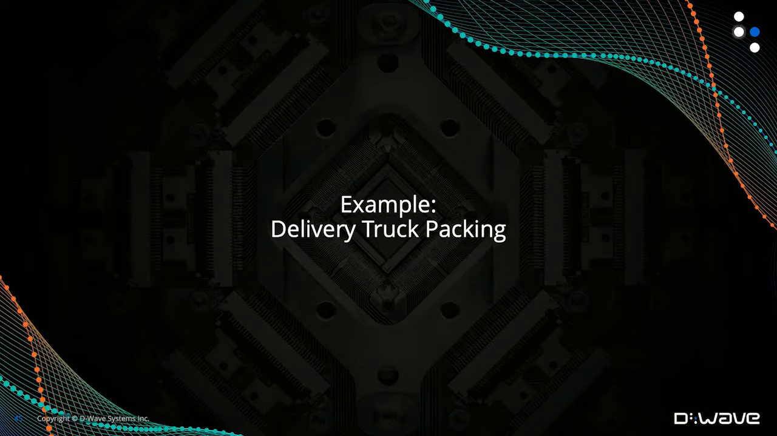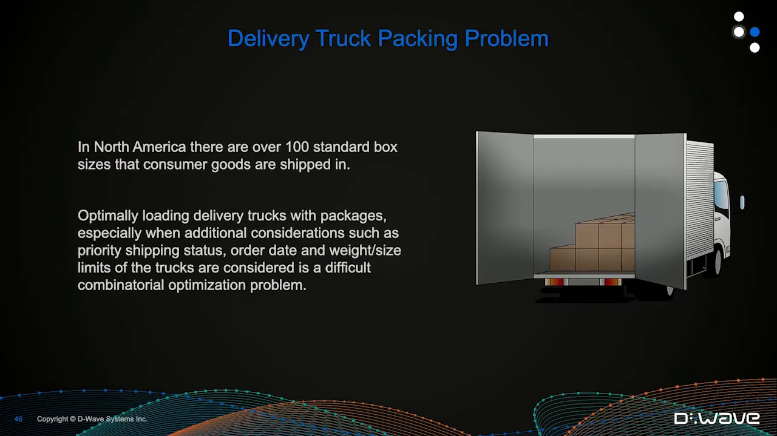All right, so now let's take a look at an example. So in North America, there are over 100 standard box sizes that consumer goods are shipped in. So think about when you order things from Amazon or maybe Walmart or Costco, often you probably receive things in different sized boxes. So there are a lot of different standard size boxes. And the problem of figuring out what boxes to pack onto what trucks and how to optimally pack those boxes so that you're filling up as much space as possible within the truck is a very difficult combinatorial optimization problem.